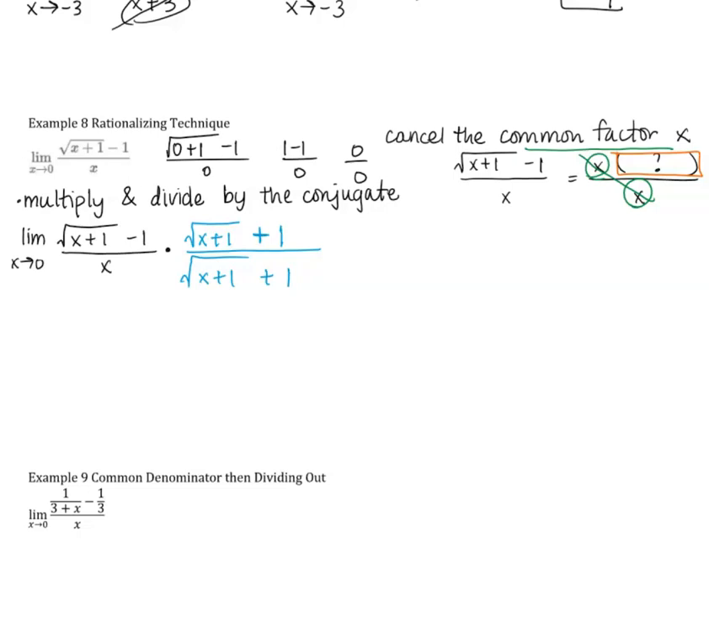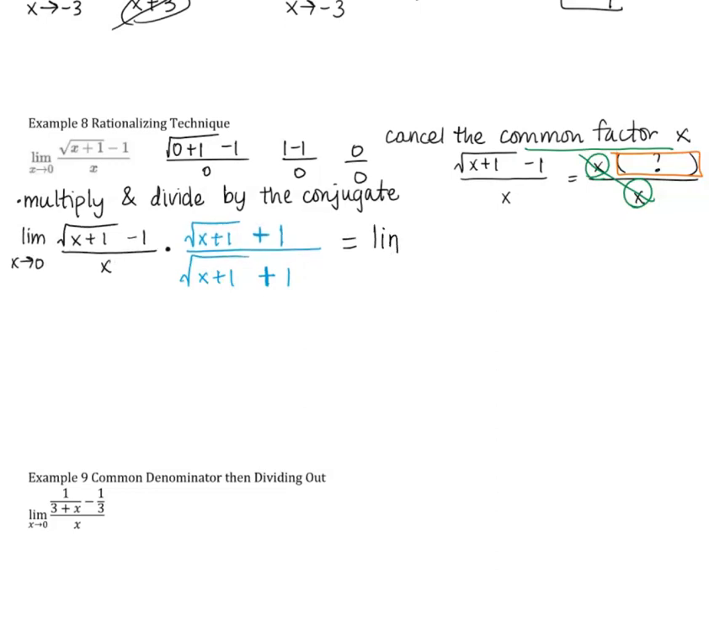So this is the conjugate. We multiplied by it in the numerator. We divided by it in the denominator. To get the conjugate, you do the exact same thing that you had here, but you change the sign. That was minus, so you change the sign to plus. If it would have been plus originally, we would have changed the sign to minus. Okay, so now let's actually see what we get in this new expression.